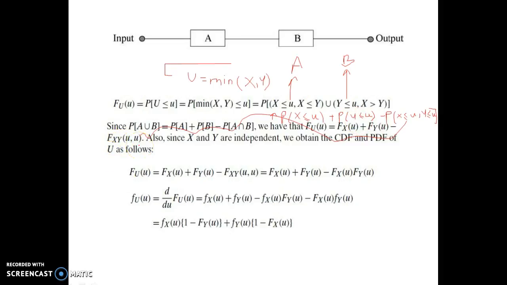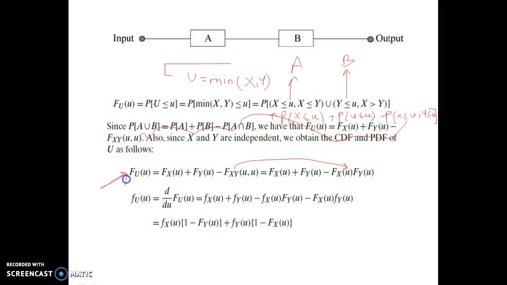Since we know X and Y are independent, and for independent random variables the joint CDF can be written as the multiplication of the two marginal CDFs, we can split it. So we get F_U(u) equal to F_X(u) plus F_Y(u) minus F_X(u) times F_Y(u). And this is the CDF of the minimum of the two independent random variables.